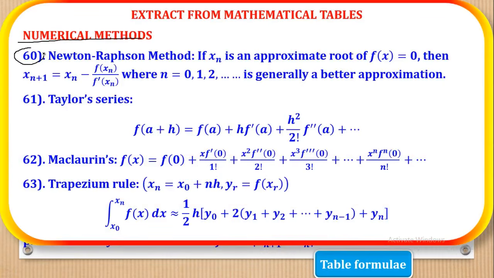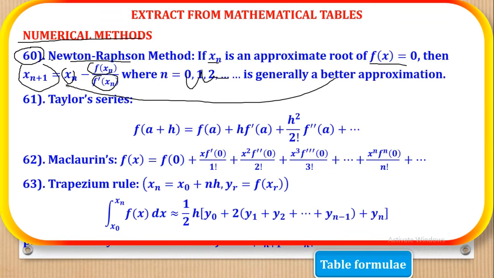at number 60 of those list of formulae, you realize that there is a formula of Newton-Raphson and it says if xn is an approximate root of f(x) equal to 0, then xn plus 1 is equal to xn minus f(xn) divided by f prime (xn), where n is an integer, a whole number, which starts from 0, 1, 2, and so on, is generally a better approximation. So a better approximation is this one, which is xn plus 1.